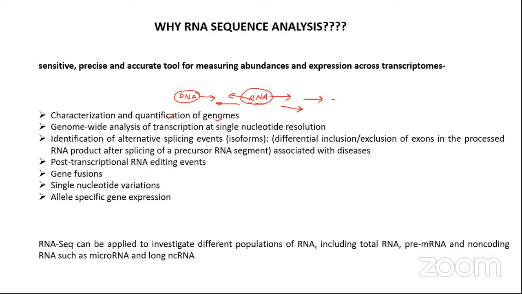And as we know, considering the third point, alternative splicing. So what will happen? Say suppose this is my gene. It will have several exons and several introns in it. If I know this RNA, say suppose in my normal condition, this is my usual transcript.